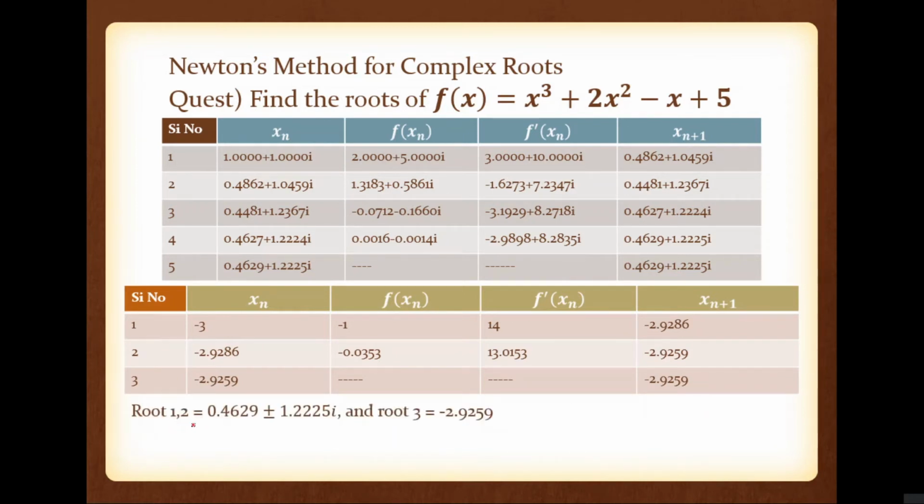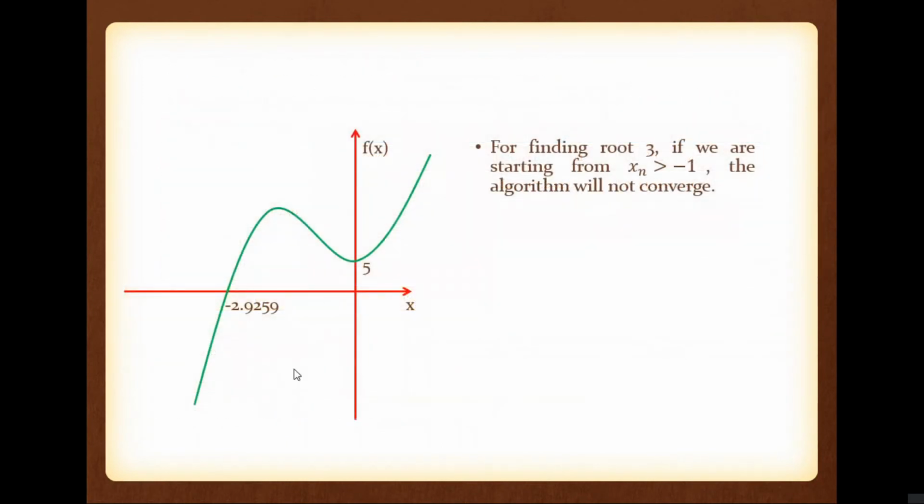Root 1, 2 is 0.4629 plus or minus 1.2225j, and the third root, or the real root, is minus 2.9259. So now please note f of x is equal to x cube plus 2x square minus x plus 5. Okay, and this is that particular function. This is f of x is equal to x cube plus 2x square minus x plus 5.